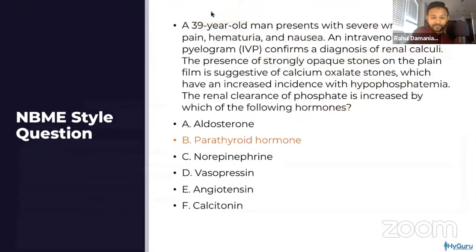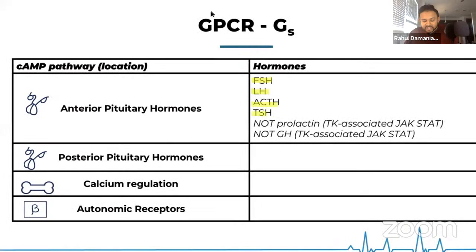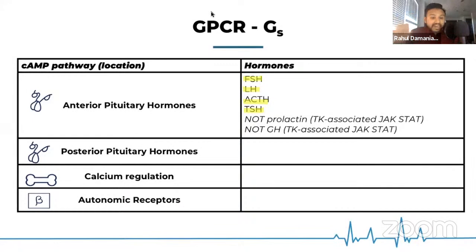So now what I'm going to be doing is going through the various mechanisms of each of the hormones. Remember that the USMLE can ask you not only the hormone name, but they can say, does this hormone upregulate or downregulate a certain pathway? So when we're thinking about the anterior pituitary hormones, remember that FSH, LH, ACTH, and TSH are going to be your major hormones secreted from the anterior pituitary that work via the cyclic AMP or G protein coupled receptor S pathway.